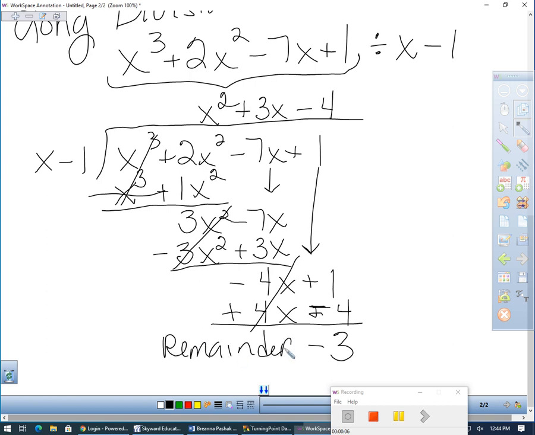All right, now, last year, I just had you put in R for remainder and then negative 3. Yeah, we got to step it up a little, okay? So, just like when you do long division, you would take that remainder and put it over what you divided by. We're going to do the same thing here. We're going to take our remainder, negative 3, and put it over what we're dividing by, x minus 1. This is called a summary statement.